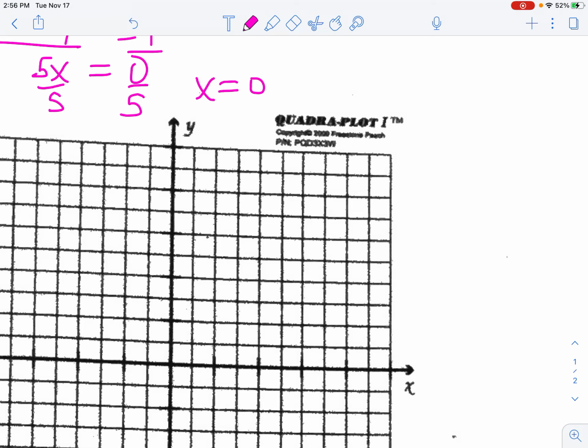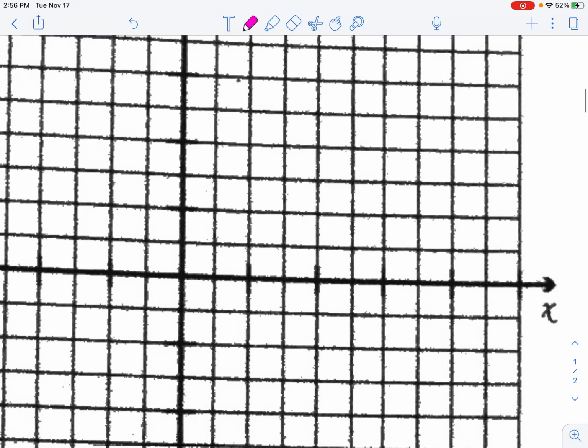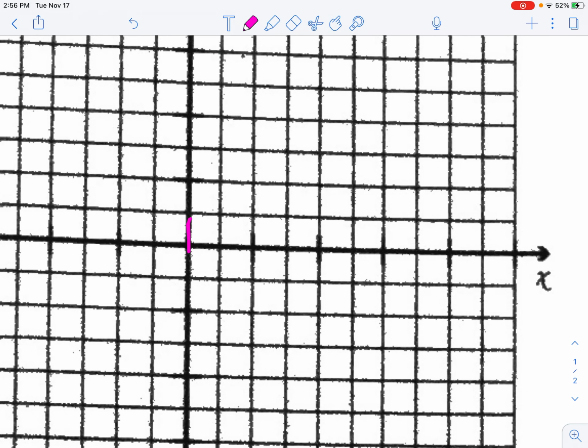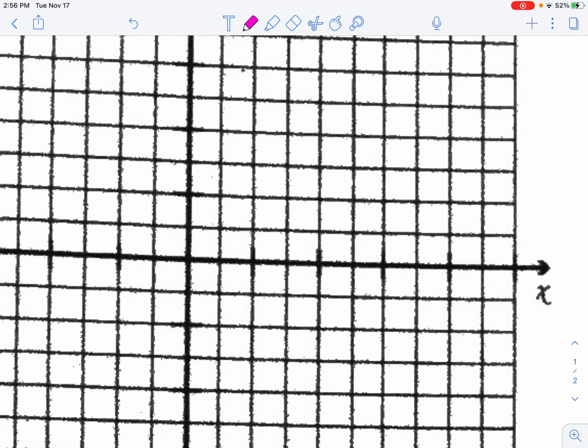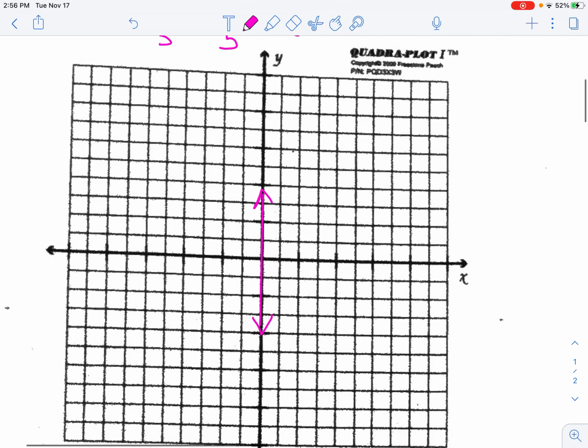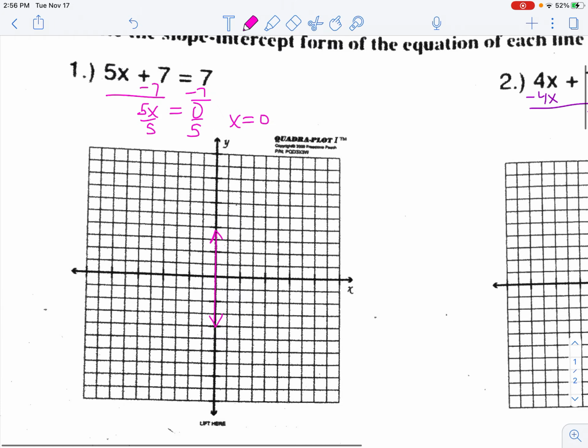So this is x equals 0, so that means we have to cross 0 on the x-axis. And that's going to be right here. So this is just going to be a vertical line that goes across the x-axis at 0, which essentially is the y-axis. So there you go. That's number 1.